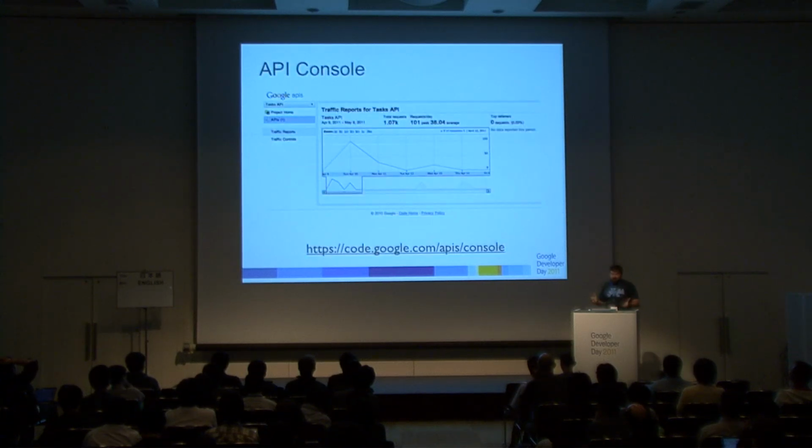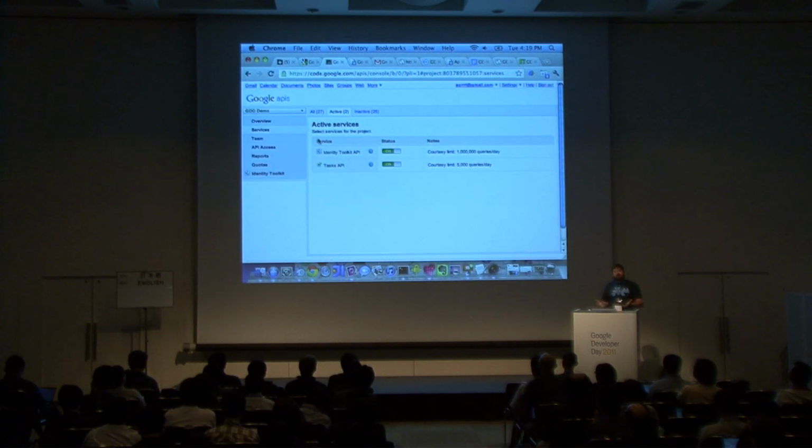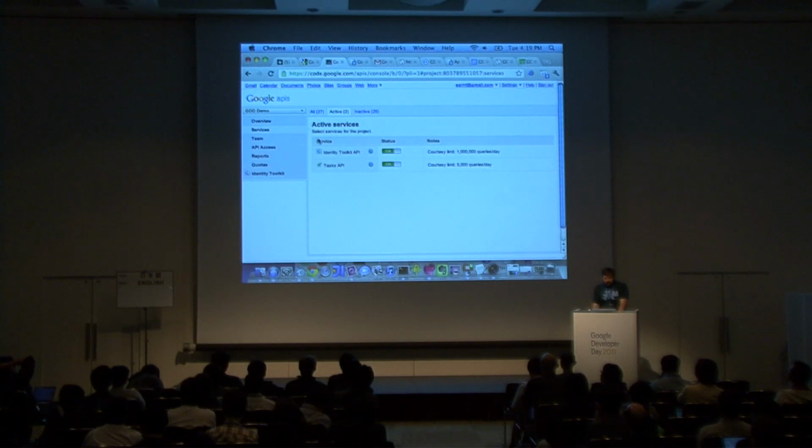Another cool feature of the new API infrastructure is the API console. Again, I'm just going to switch over and show you what that looks like. This is basically a way for developers to manage their projects that they're using in Google with our APIs. You can see here which APIs you've activated for a particular project. In this case, I'm mostly interested in the tasks API.